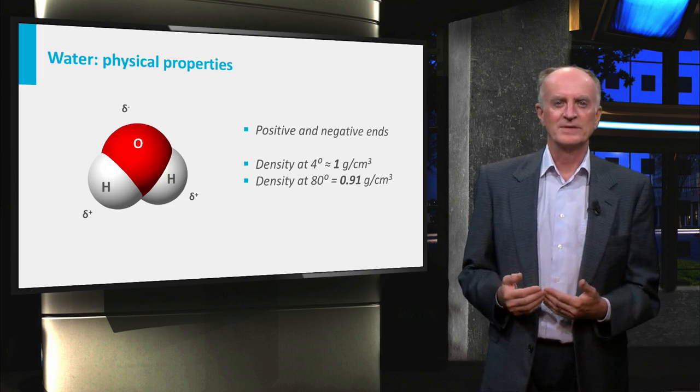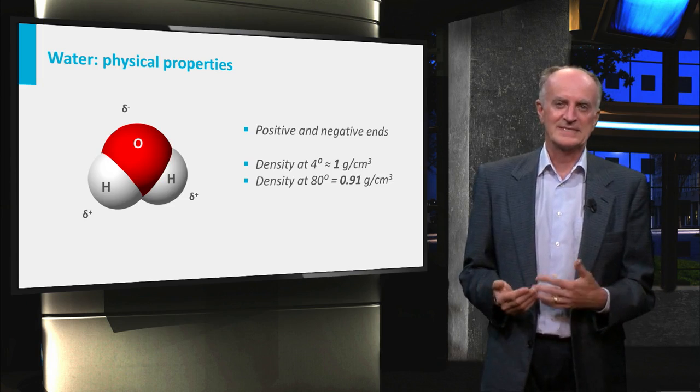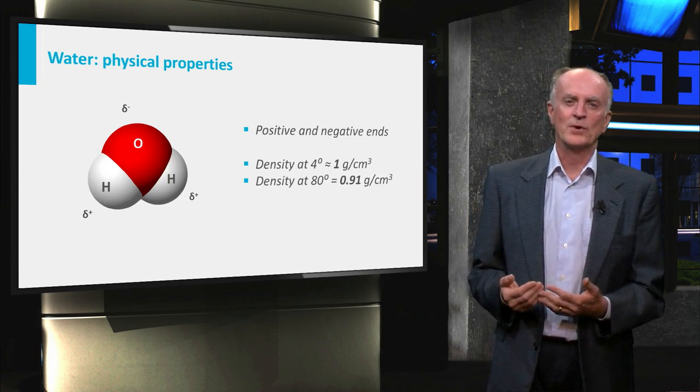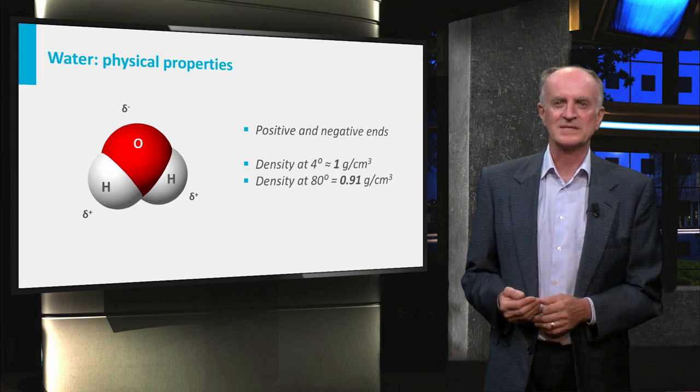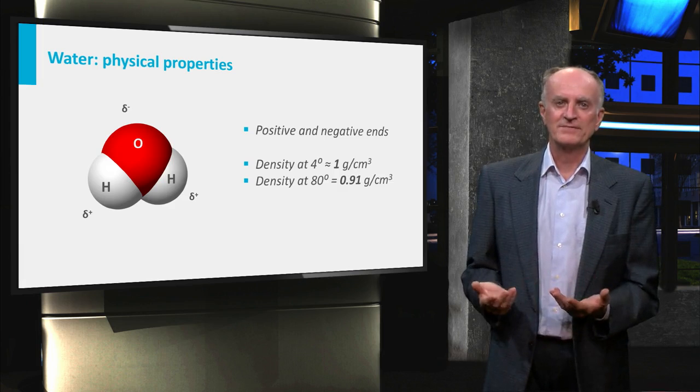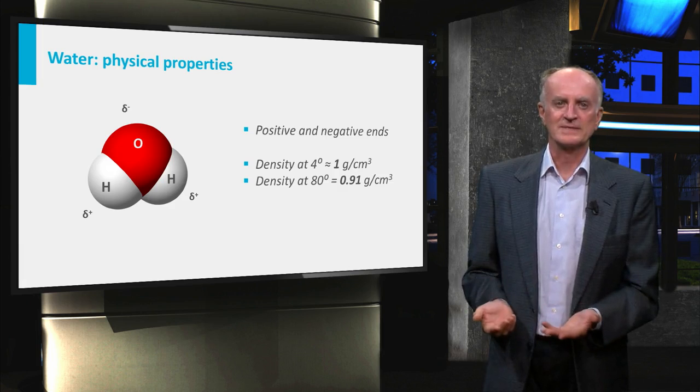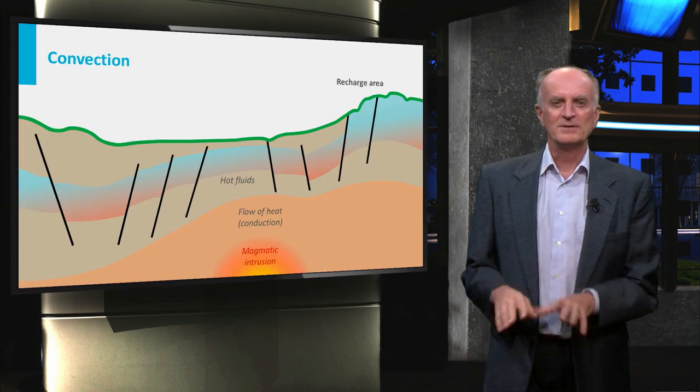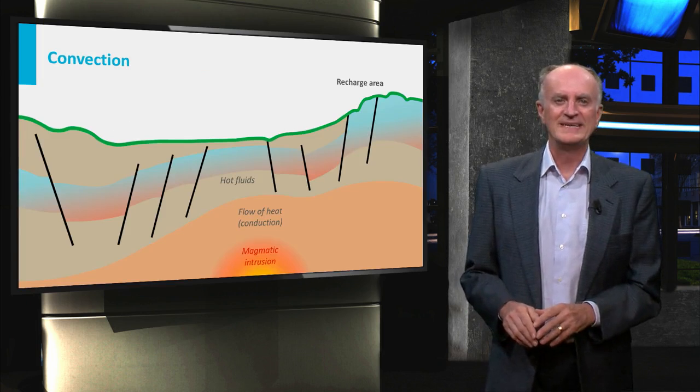Things are different, however, at high temperatures, and for instance at 60 degrees, the density of water is 0.97 gram per cubic centimeter, which is a big enough difference to cause vertical movements in the thermal system. Let me show you immediately an example of the importance of heating.